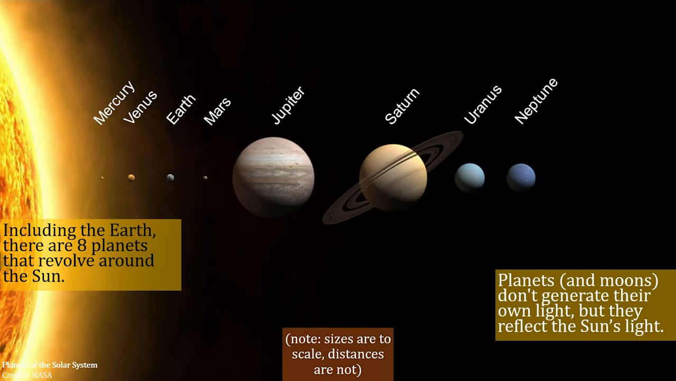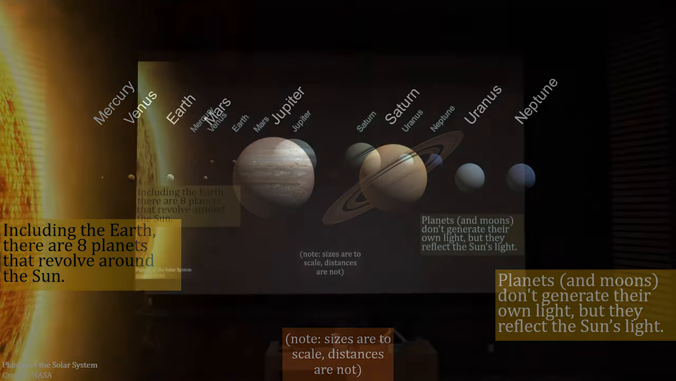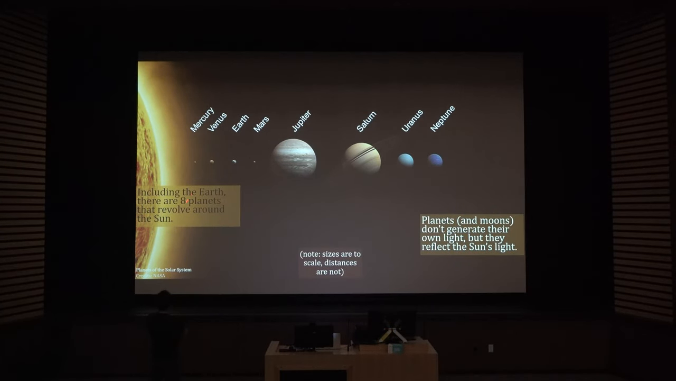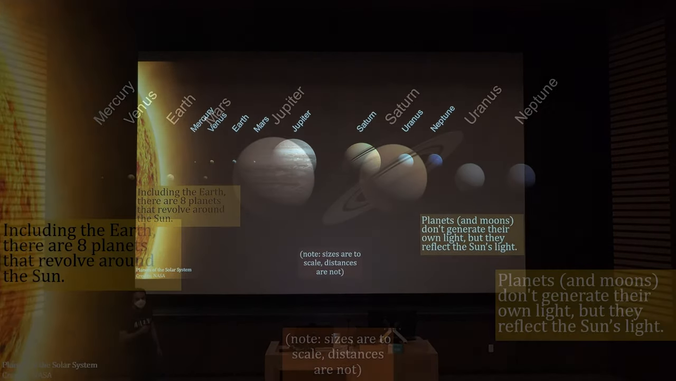Now, planets and moons don't generate their own light, but they reflect the sun's light. So you can see here the sun generating a lot of light using these nuclear reactions. All these planets that you see, you only see them because they reflect the light of the sun. I mean, that's basically how you see most things. You see them because they reflect light.